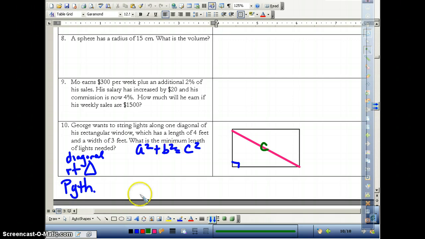Okay, this rectangular window has a length of 4 feet and a width of 3 feet. What is the minimum length of lights he needs? He wants to string it along one diagonal. I just need to calculate what c is. By the way, do you remember what the most basic right triangle is? Yeah, it might save you a little bit of work.